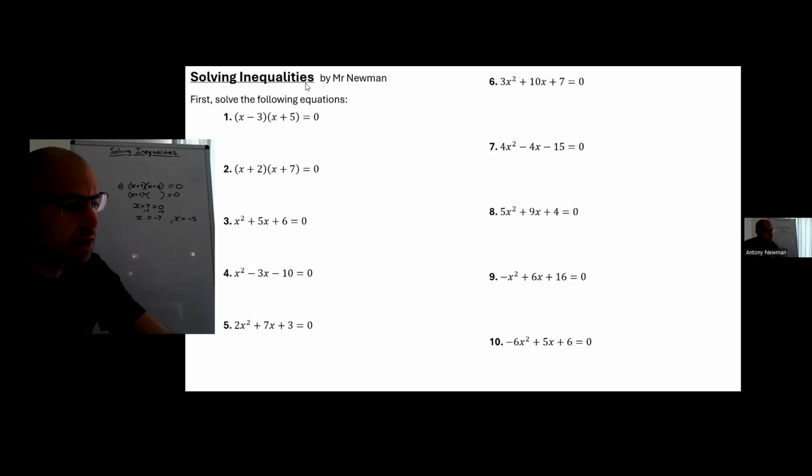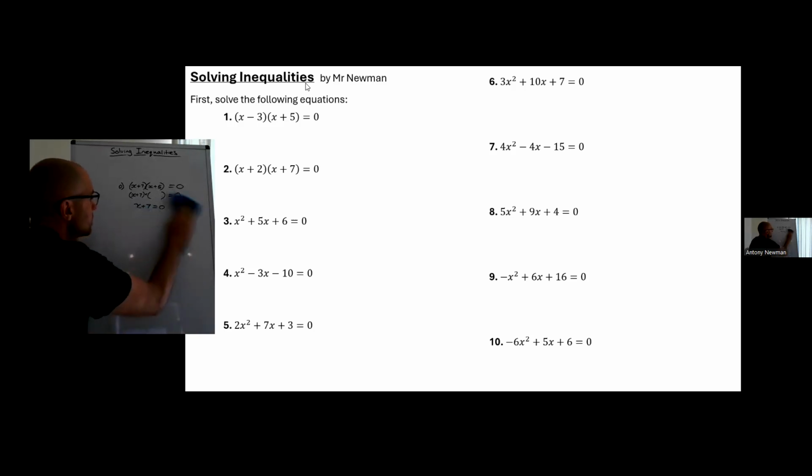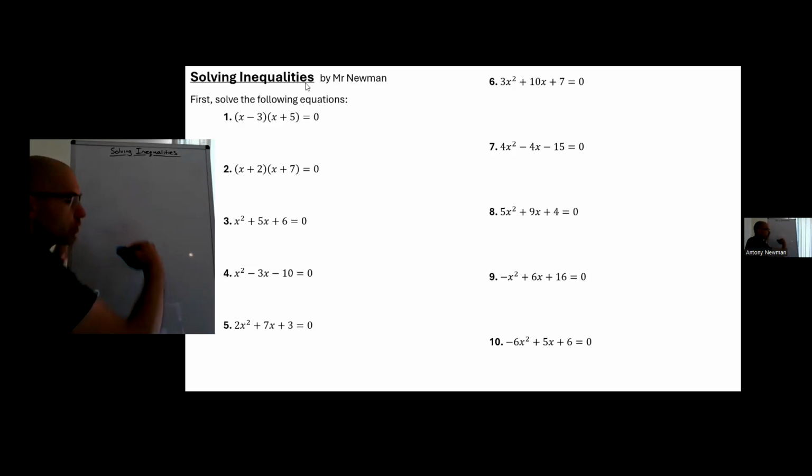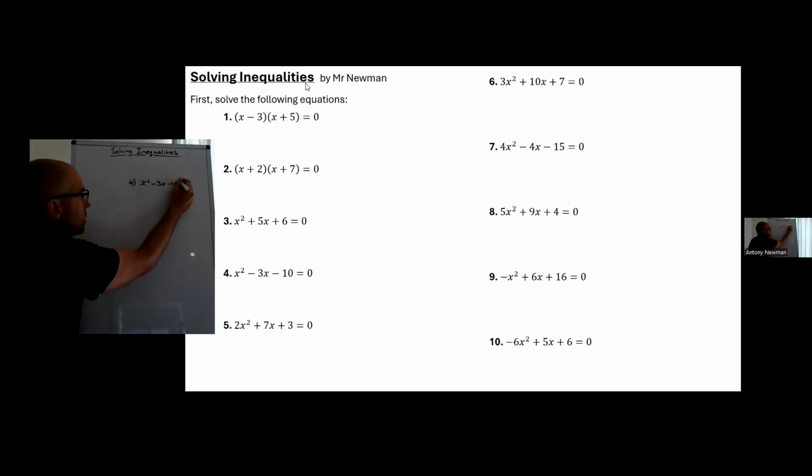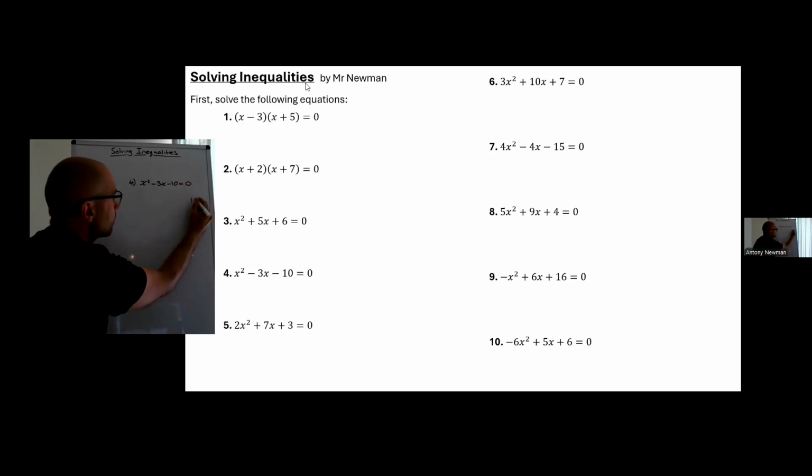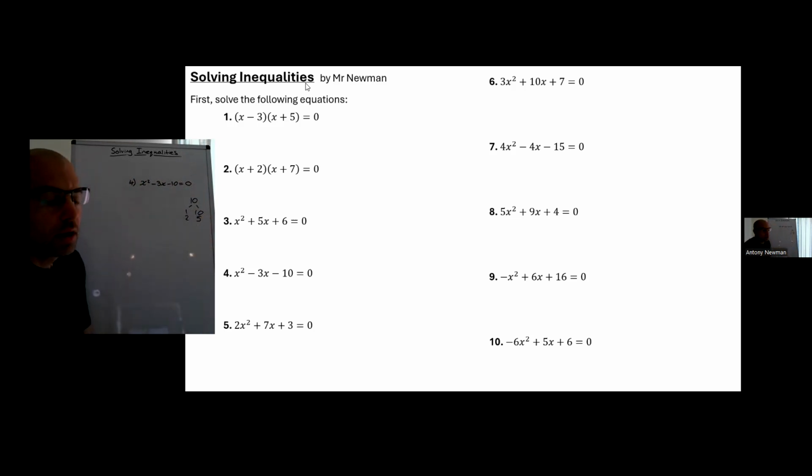Yes, of course. Question 4 has a negative. Let's remove this. So for question number 4, we'll start with x squared minus 3x minus 10 equals 0. So the tricky part here is the negative 10. Do you know the factors of 10? 1 and 10, good. 2 and 5, fantastic. Yeah, that's all of them.